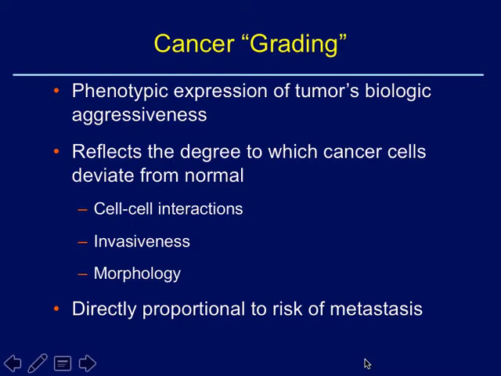So when we talk about prostate cancer grading, or grading in general, any cancer grading, what we're asking is really the phenotypic expression of the degree of invasiveness or aggressiveness of the tumor. So it reflects the degree to which cancer cells deviate from normal. This goes back all the way to Broder, who first described a grading system for cancer of the lip, denoting that if you grade something, the farther it deviated from normal in terms of cell-to-cell interactions, invasiveness, and morphology, the more likely it was to kill a patient. And it's directly proportional to the risk of metastasis.